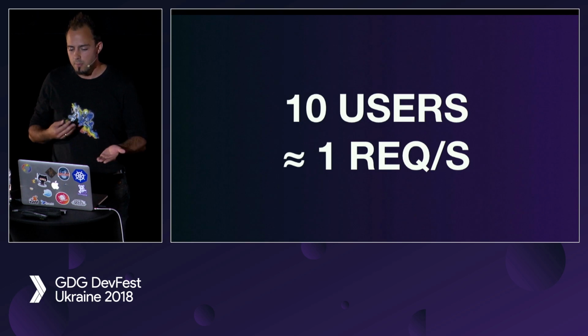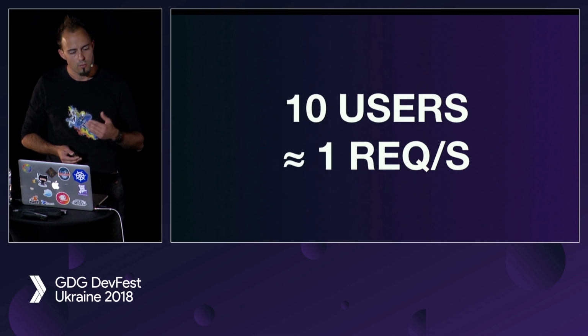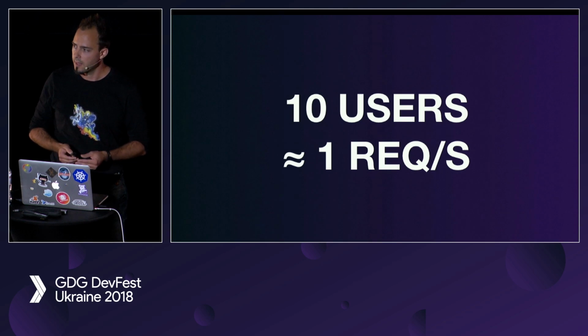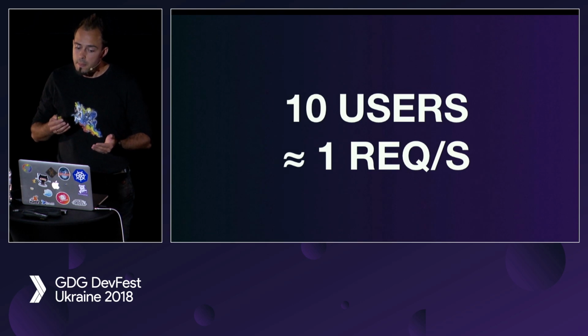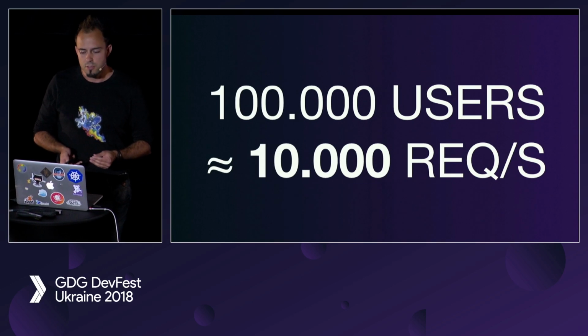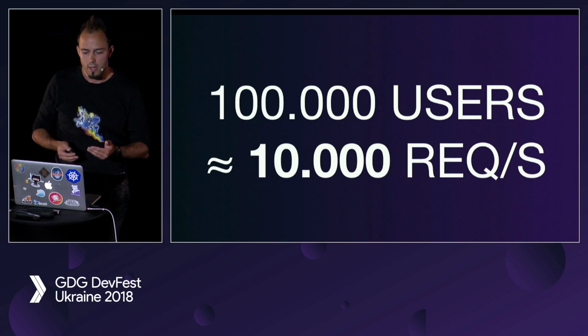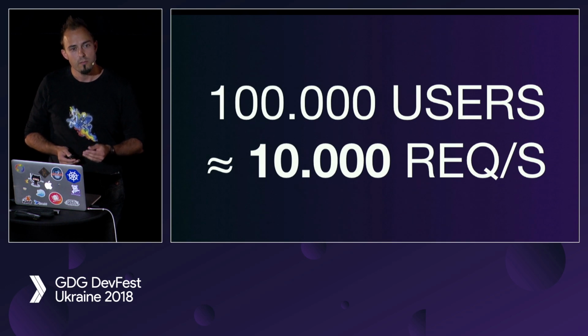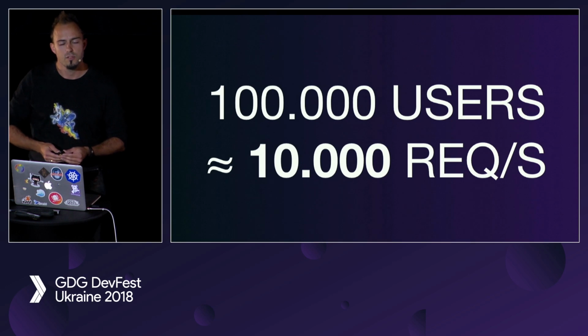The impact of this backup strategy is enormous. With only 10 users, we already start doing 1 request per second to our backend. And this might be fine. But if we would ever reach 100,000 users, we had to scale up our AppEngine instances, or we would deliver ourselves a distributed denial of service attack.